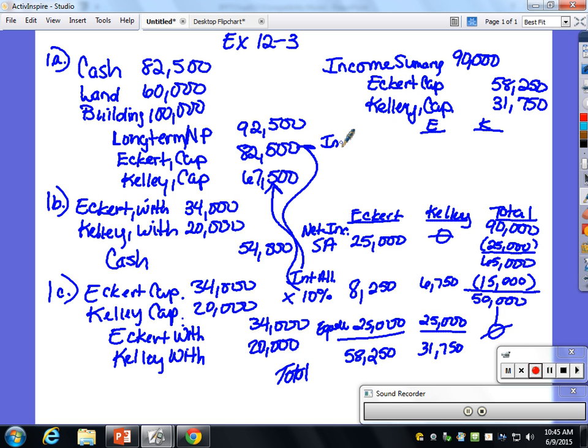So initial investment for Eckerd was 82,500, right? Kelly, it was 67,500, and then their withdrawals. How much was it for Eckerd? It was 34,000, and for Kelly, it was 20,000. And what else do we need to include? Income. The share of their income.